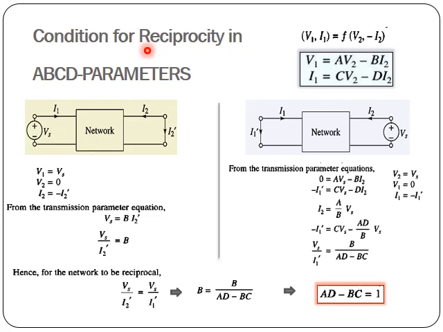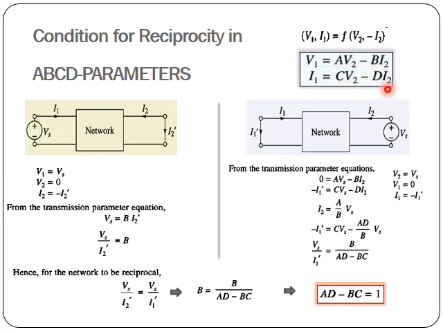Similarly, the condition for reciprocity in ABCD parameters, in terms of the transmission parameters, has been evaluated in this slide. Here in ABCD parameters there are two dependent variables, V1 and I1, and the two independent variables are V2 and I2. So the ABCD parameters are defined by these two equations.